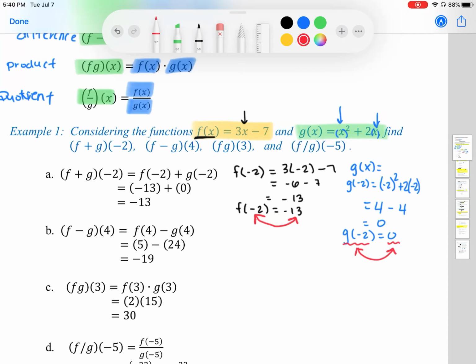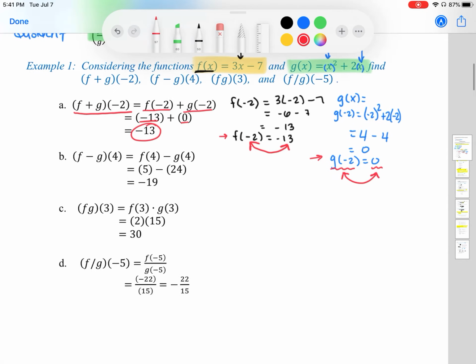All right, so back to our problem. We have f plus g of negative 2. So this means f of negative 2 plus g of negative 2. We said that f of negative 2 is equal to negative 13. So replace it with a negative 13. And g of negative 2 is equal to 0. So we'll change that with the 0. So that we get negative 13 as our answer.